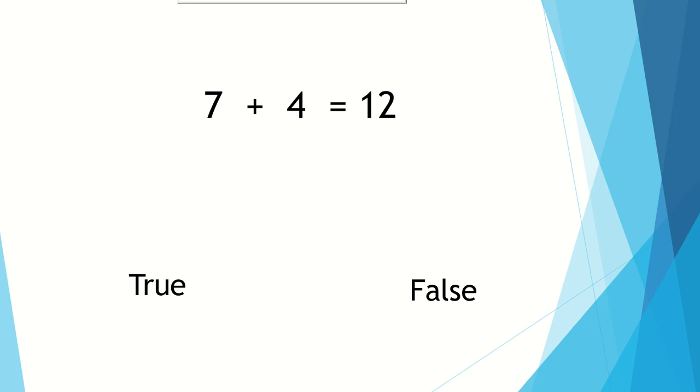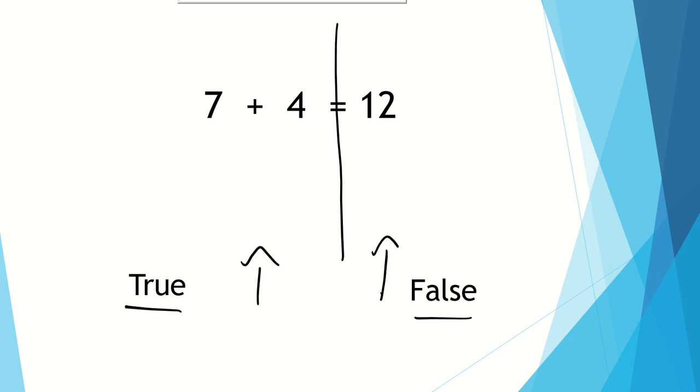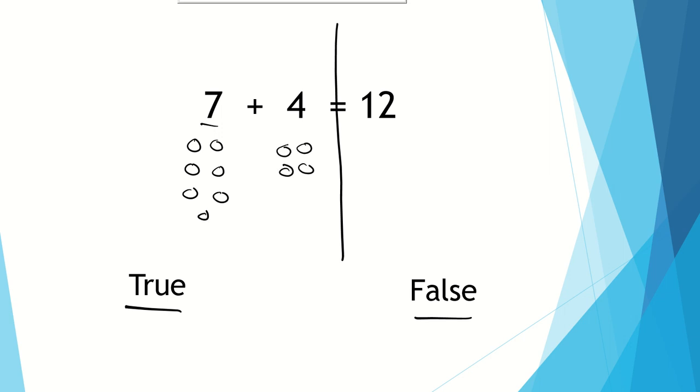7 plus 4 equals 12. Do you think it's going to be true? Or do you think it's going to be false? Let's find out. Remember, draw your line down the middle right there. That's definitely a strategy to help you keep everything nice and organized and to make sure that you know that you have one side of the equation here and one side of the equation right there. So let's draw our pictures. So for the number 7, we're going to go 1, 2, 3, 4, 5, 6, and 7. Number 4, we have 1, 2, 3, and 4.